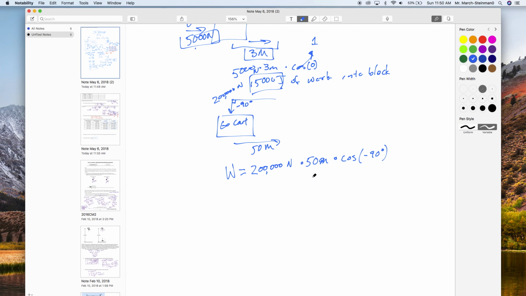And if we solve this, we can see that the cosine of my angle, well, cosine of negative 90 is 0. So that means that this entire expression is 0, which means we've done no work. So we've done no work. But the question is, how can that be?